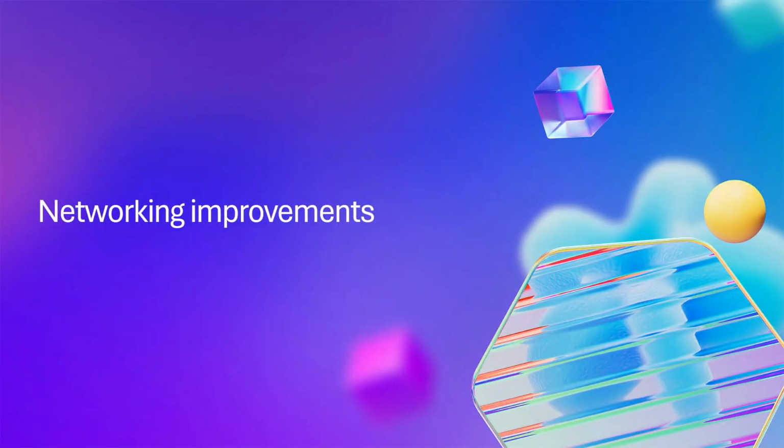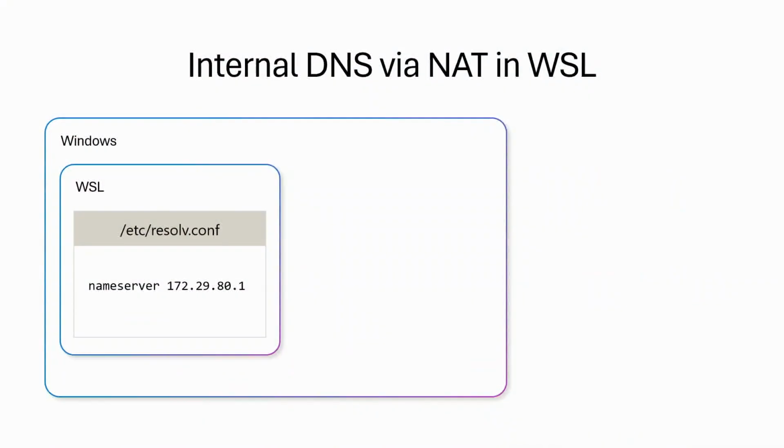All right, so let's talk about networking now. And let's start by talking about DNS. So one of the things that we've improved a lot in WSL is DNS. And one of the reasons for that is that networking is a space that can have a lot of complexity. And we know that some networking configurations might cause DNS issues in WSL out of the box. So let's look at how DNS used to work in WSL.